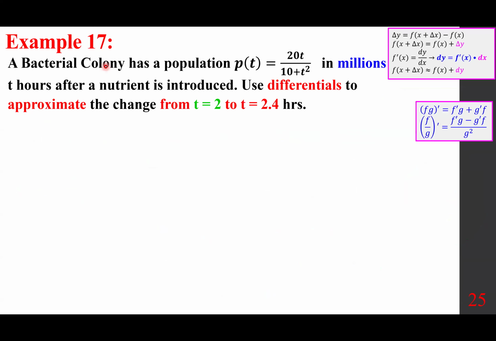A bacterial colony has a population of P(t) = 20t/(10 + t²) million, t hours after a nutrient is introduced. Use differentials to approximate the change from t = 2 to t = 2.4. So what's happening? t is equal to 2, and their difference, 2.4 minus 2, is 0.4, or dt or delta t, and we want the approximate change. That means we want dP.